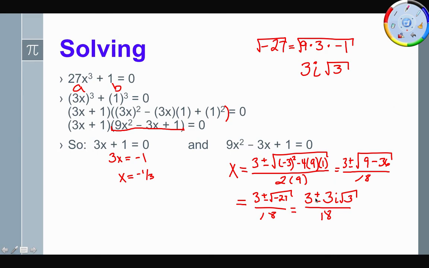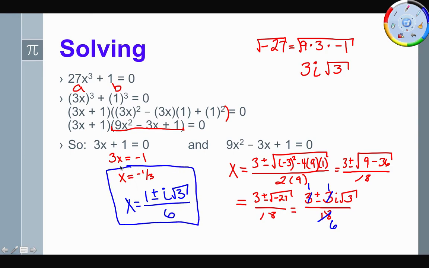And then we remember that if all three of these things divide evenly by the same number, we can simplify. So 3 goes into that once, 3 goes into that once, and 3 goes into that 6 times. So we get a final answer of x equals negative 1/3 and x equals 1 plus or minus 1i root 3 all over 6. And we get 3 answers, which is what we should expect because it's a cubic. And so there you have it.